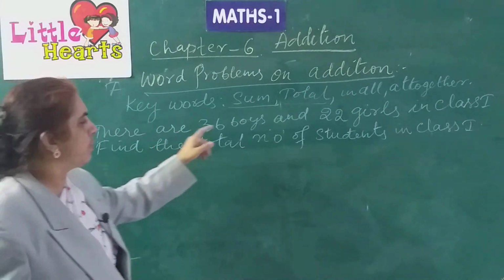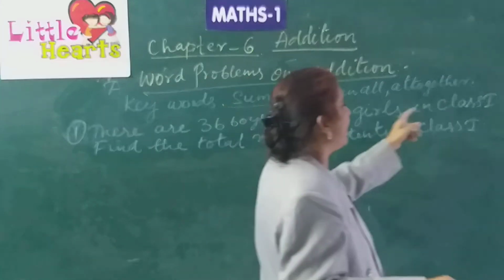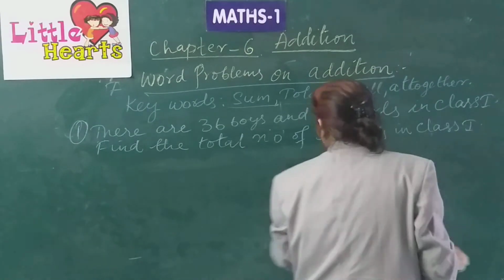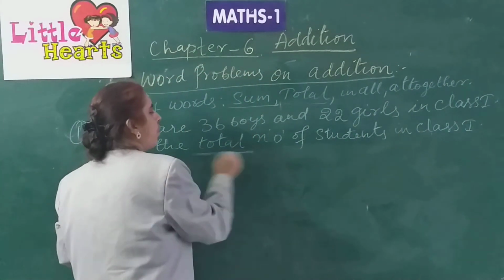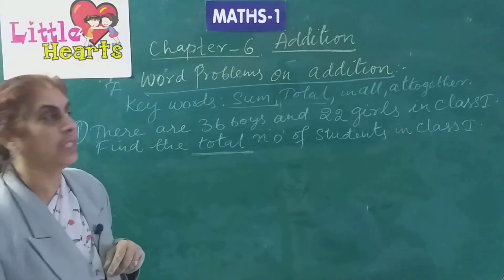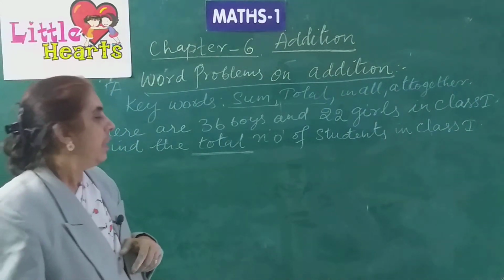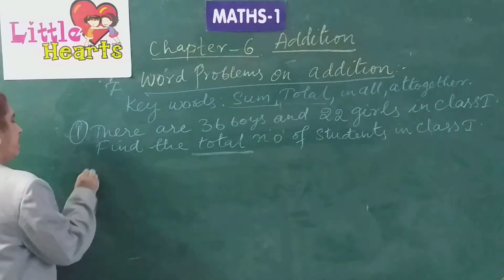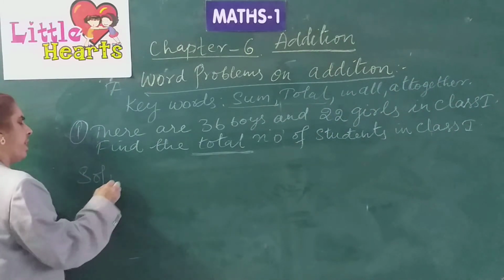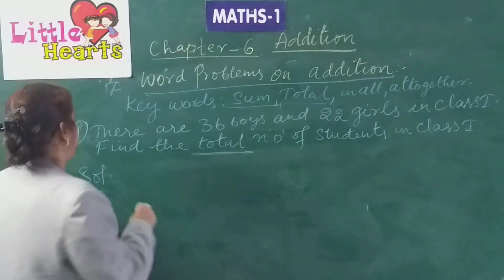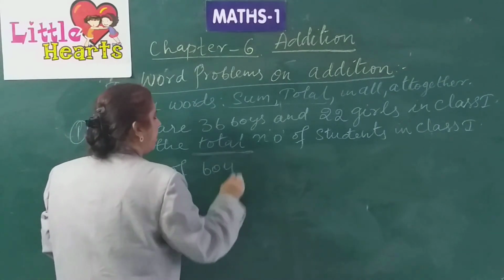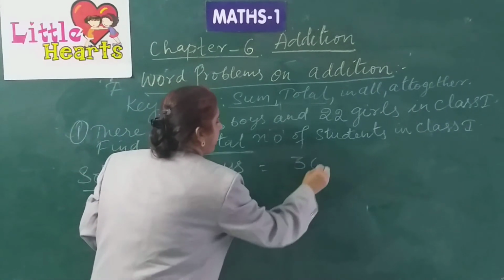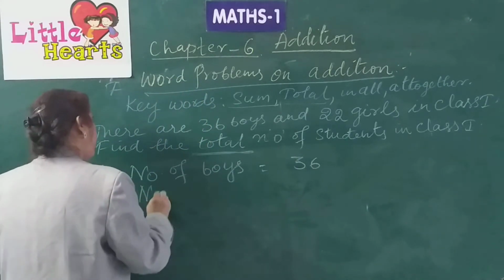There are 36 boys and 22 girls in class 1. Find the total number of students in class 1. Total, that is addition. We have to add. First, what is given you have to write. Number of boys. How many boys are there? 36. Number of girls, 22.